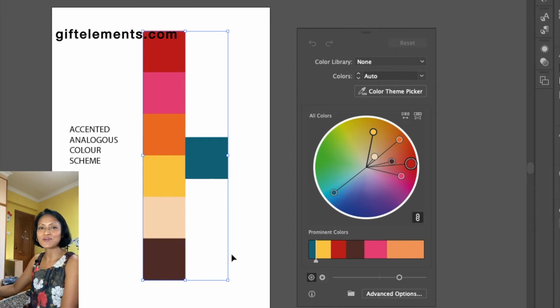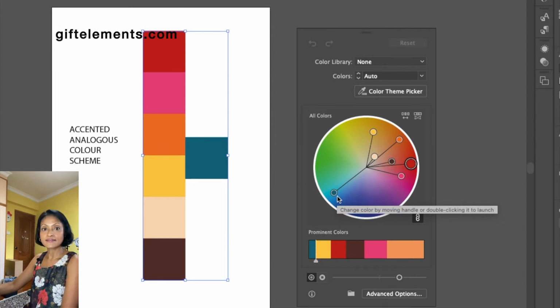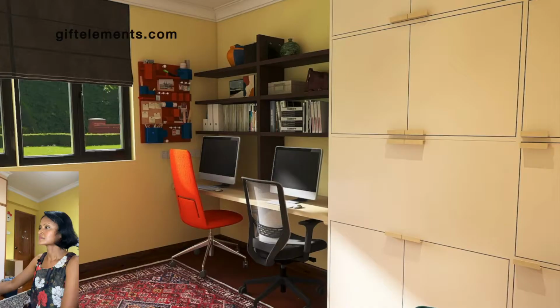And then I'm going to use more of the beige and of the browns as well to pull all the colors together and to neutralize the warm colors. And I have this accent color, which is a bluish, green-blue color, which sits on the opposite side of the analogous color scheme, and that's why it's called the accented analogous color scheme. So we have this blue color as the accent color.